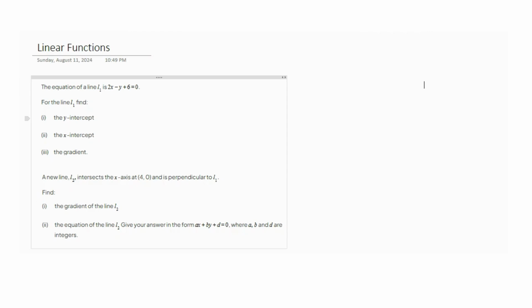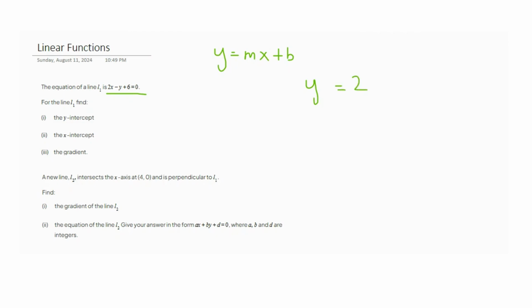The first part is we need to find the y-intercept. How we are going to find the y-intercept is, the first thing is we need to rewrite this equation in the standard form. The standard form of a linear equation is y equals mx plus b. So first of all, we need to rewrite it. This means we can move this y to the other side. When we do that, it's going to become 2x plus.